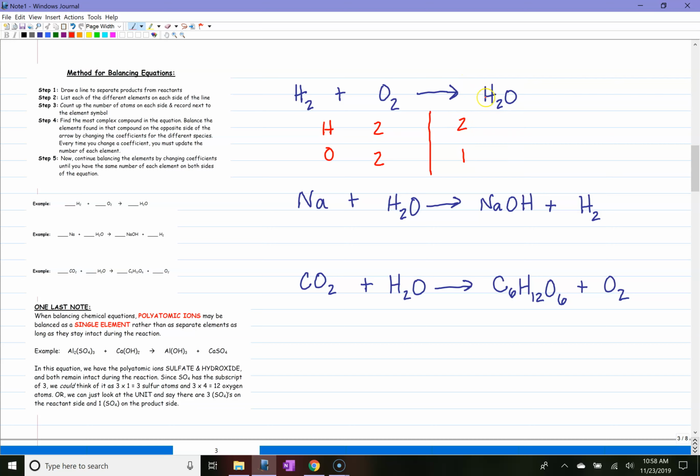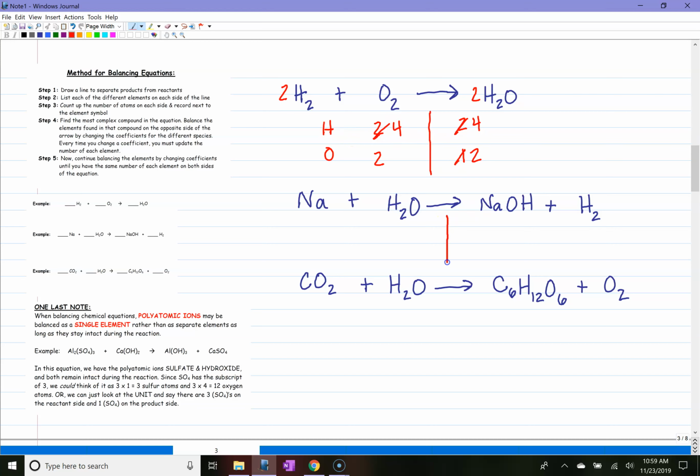So I'm going to look at water, and I'm going to say I need 2 more oxygens. So I'm going to put a 2 as a coefficient. But that's going to change the number of hydrogens to 4. So I would have to come back over to the hydrogens and make that 4.